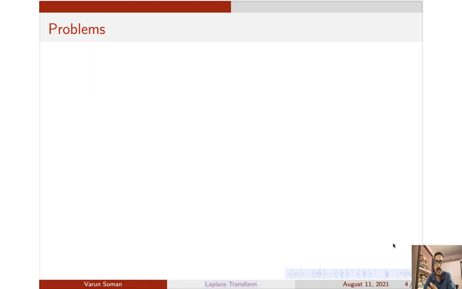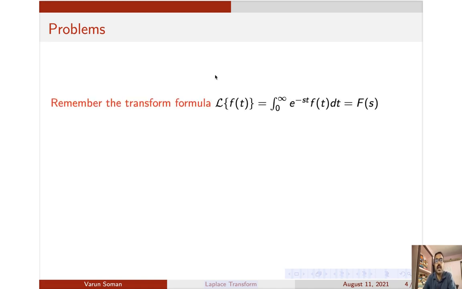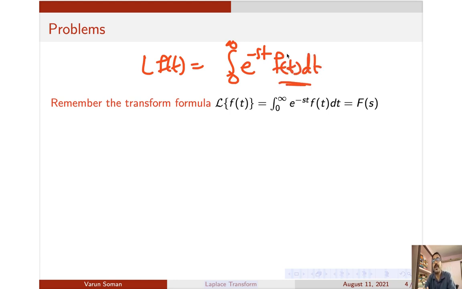So remember the definition of the Laplace transform. What was it? L of f of t is, always from the definition, the integral from 0 to infinity of e raised to minus st into f of t dt. In some problems you may need to use the definition, because in those problems the functions may not be standard ones. For example, this problem.